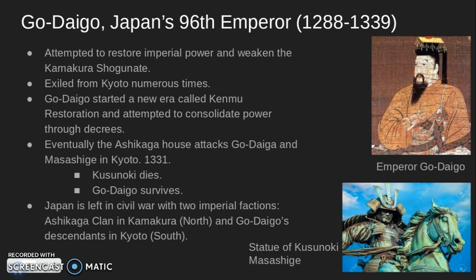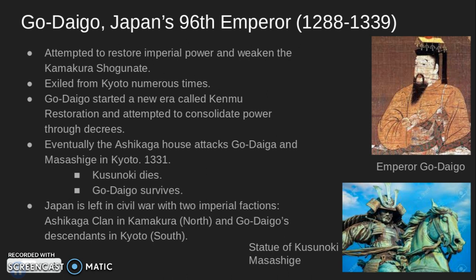Go Daigo started a new era called the Kenmu Restoration and attempted to consolidate his power through decrees. Although he wasn't really taken seriously, he did gain the support of Ashikaga, who I mentioned earlier, and he was supported by a man named Kusunoki Masashige. Eventually, the Ashikaga house attacks Go Daigo and Masashige in Kyoto. Kusunoki dies, and Go Daigo survives and continues to claim he is the true leader of Japan until he's abdicated in 1339.